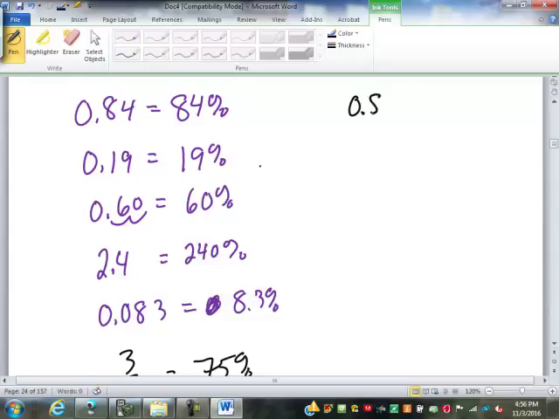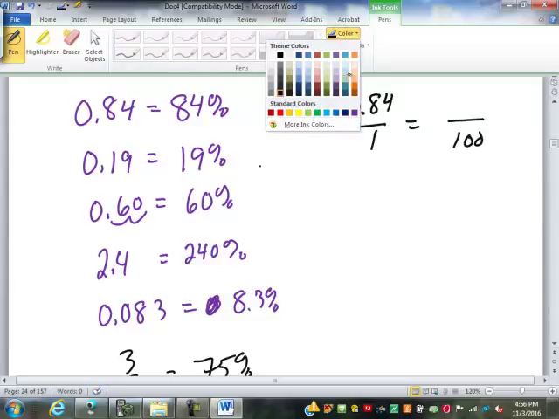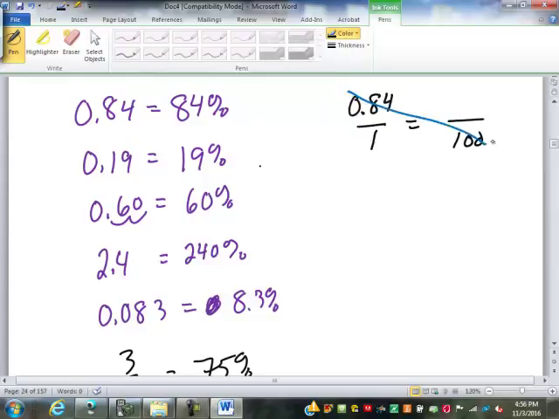Well, you can think of it like this. This is 0.84 over 1. Has to go blank over 100. Do the same thing. It's cross, multiply, and divide. 0.84 times 100 is 84. Divided by 1 is 84. And it's always going to work like that. Always going to work like that. Yes.